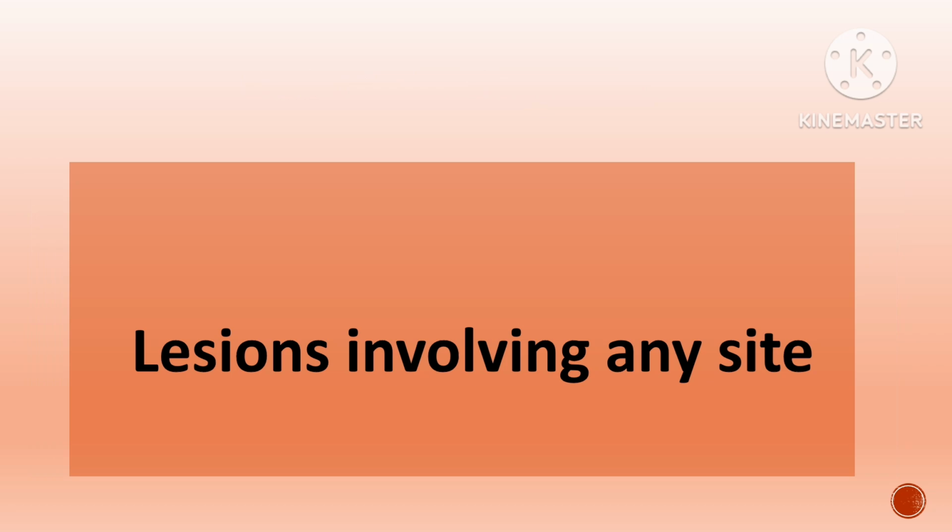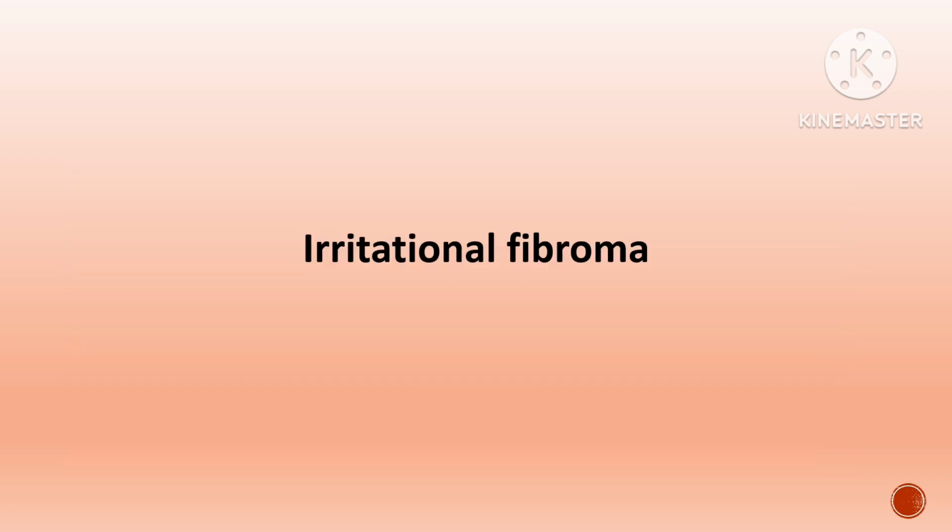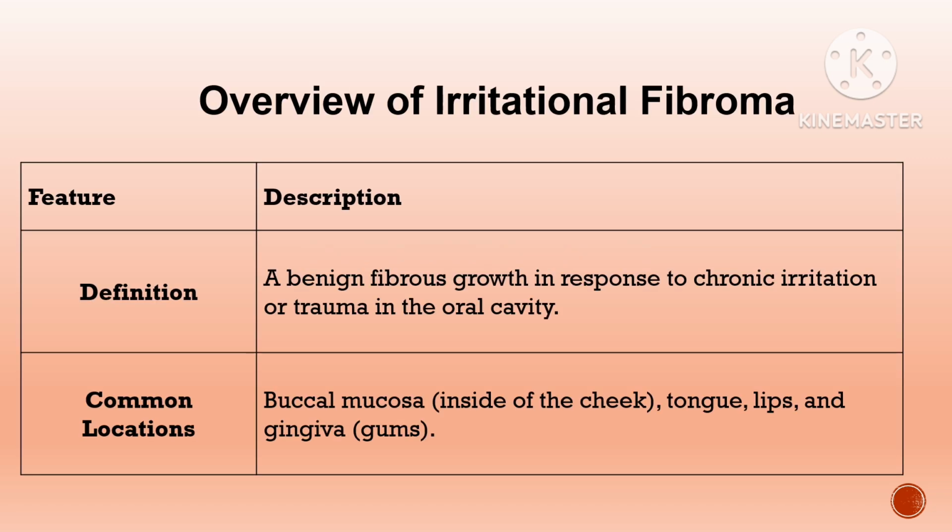Now we'll learn about the lesions which are not specific to any particular site. First of all, we'll study the irritational fibroma, which is also known as traumatic fibroma. It is a common benign fibrous growth in the oral cavity. It typically develops as a response to chronic irritation or trauma such as cheek biting, ill-fitting dentures or rough tooth edges. These lesions are made up of dense fibrous tissue and are usually painless.